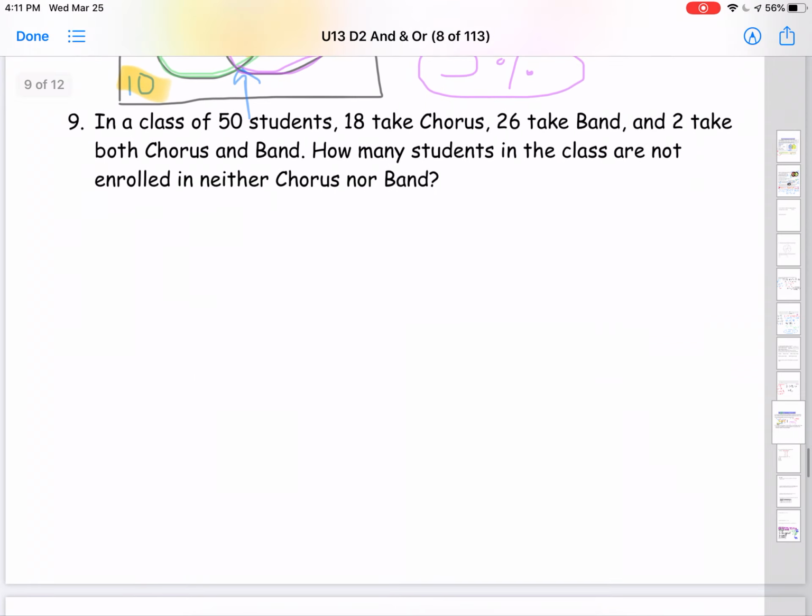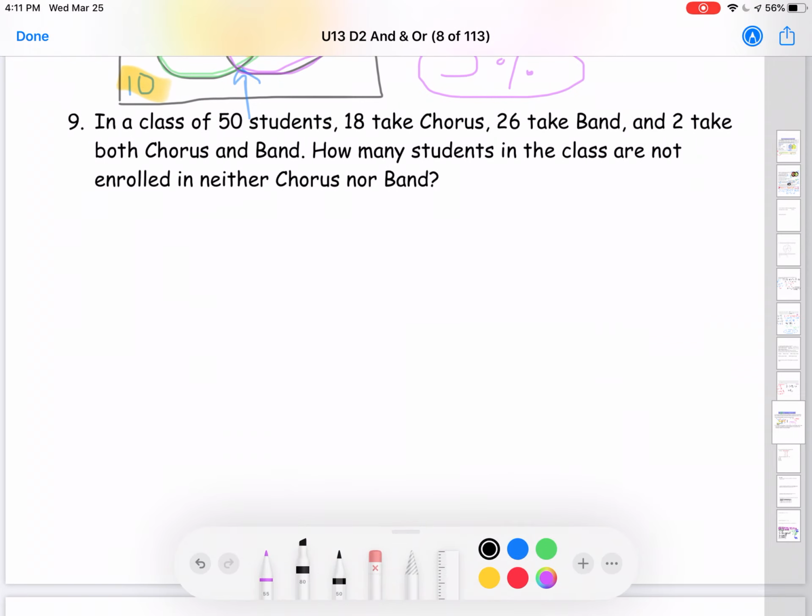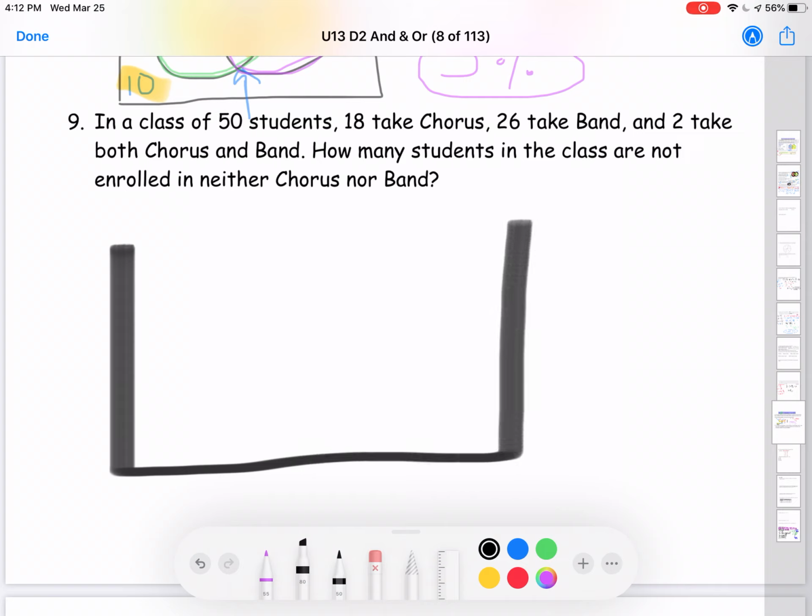All right, last one. We'll just do it with a Venn diagram again. Oh boy. Wrong one there.